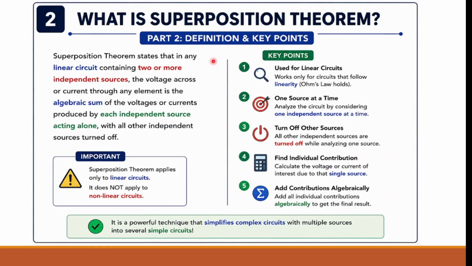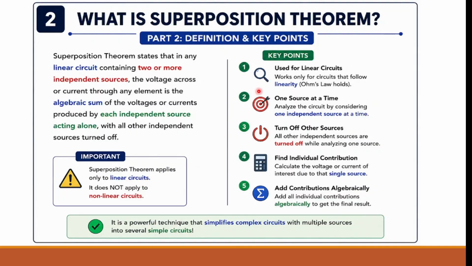Like I said earlier, the superposition theorem states that in any linear circuit containing two or more independent sources, the voltage across or current through any element is the algebraic sum of the voltages or currents produced by each independent source acting alone, with all other independent sources turned off. And as a very important note, the superposition theorem only applies to linear circuits. It does not apply to non-linear circuits.